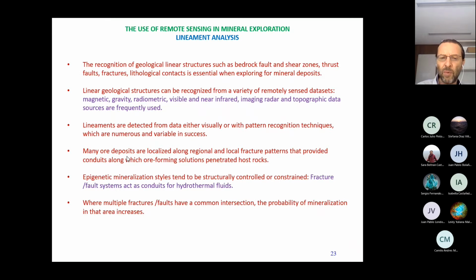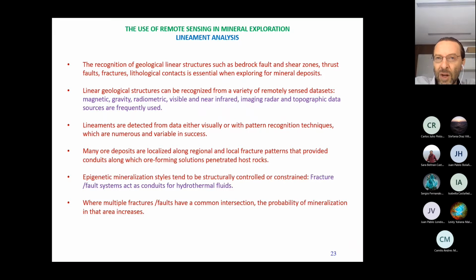I'm telling you that many ore deposits are structurally controlled. And when I say epigenetic mineralization styles, I'm teaching you a new word, which is epigenetic. Epigenetic is the opposite of syngenetic. Syngenetic means something formed at the same time as the host rocks. For instance, a magmatic deposit is formed at the same time as the host rocks, with the magmatic intrusion. But the hydrothermal deposits are epigenetic.